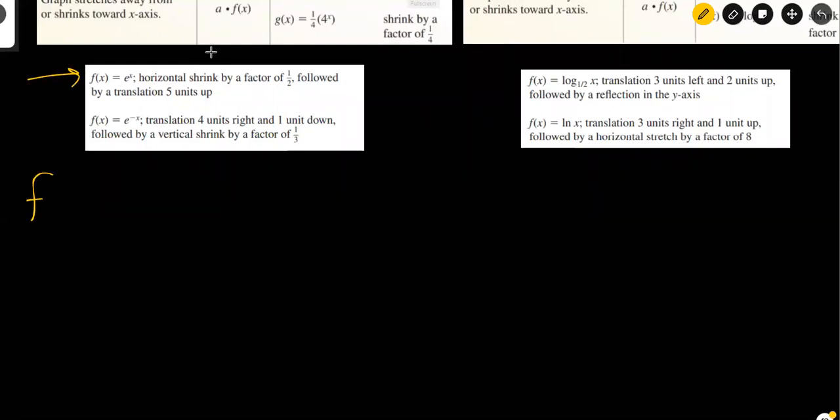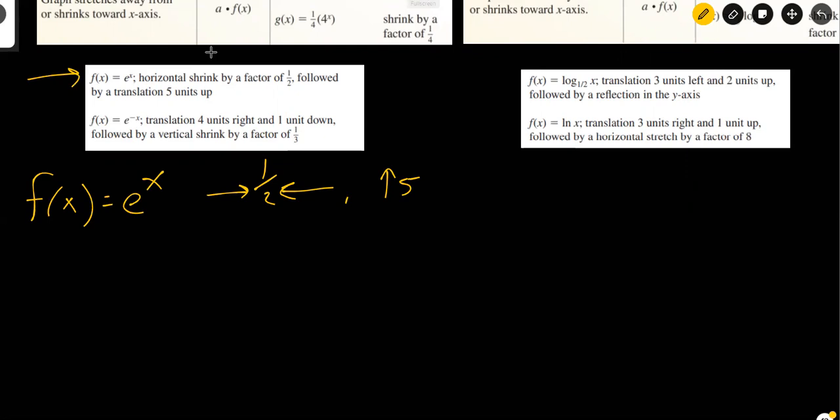So our original function is f of x equals e to the x power. And the things that are happening are a horizontal shrink, so everything's moving inward horizontally to a factor of 1/2, and it's then followed by a translation. Everything is going to be translated 5 units up.